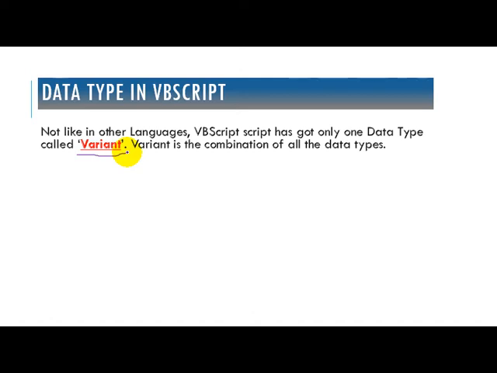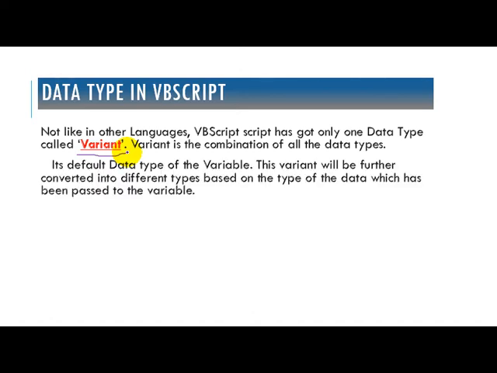Okay, now variant is the default type, as I told. So variant will be further converted into different types based on the type of the data which has been passed to the variable. That means if you pass a string value, then that variable will automatically be converted into string. Or when you pass a numeric value, that variable will automatically be converted into that type. But by default a variable is a variant. That's it.